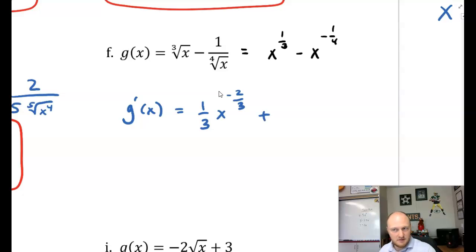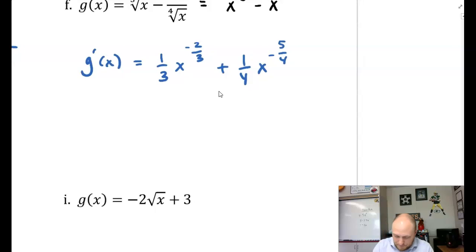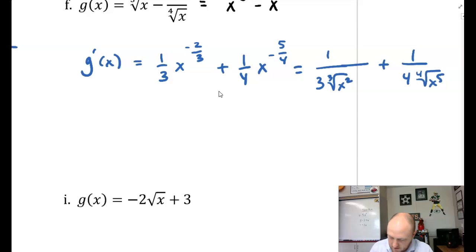minus 1 times the negative 1/4 gives us a positive. I was wondering how I was going to get out of that. X to the power of negative 5/4. I'm just subtracting 1. Okay. Again, making these exponents positive, we have 1 over 3 times the cubic root of x squared plus 1 over 4 times the 4th root of x to the power of 5. And then there's our g prime.